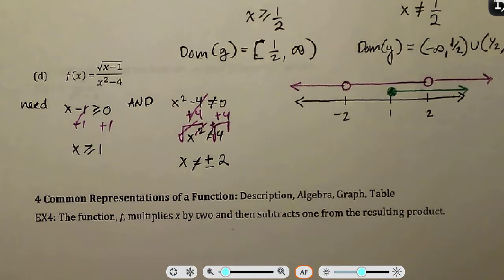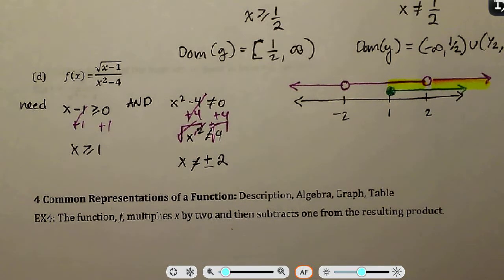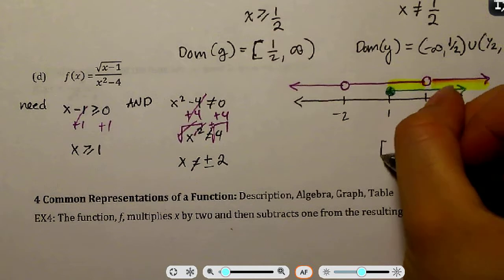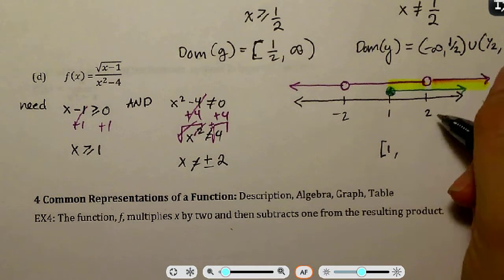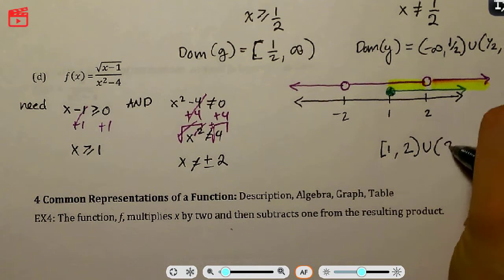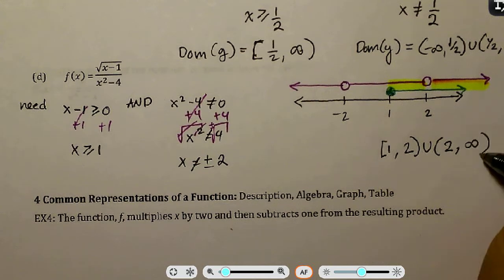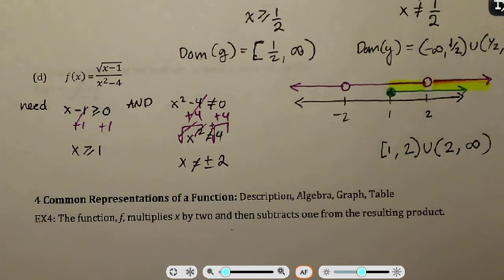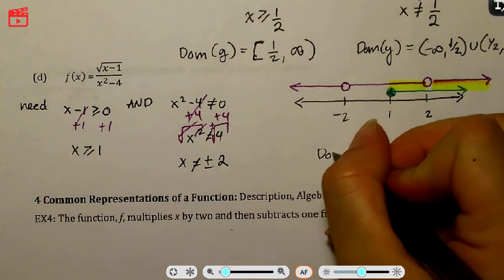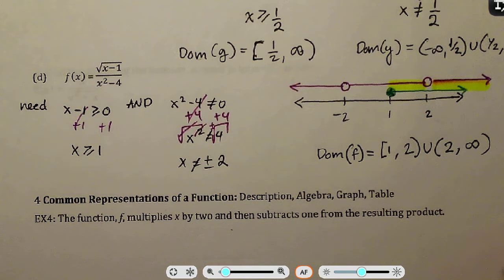Okay, but this is an and statement, so I need to take where they agree. So friendship, if you think of friendship. So where they agree is right here, which we start at 1, go until 2, but we don't include 2, begin again at 2 or after 2, and go till infinity. And remember, this is my domain, so I need to indicate that it's my domain. Please show this in your work. And there we go.